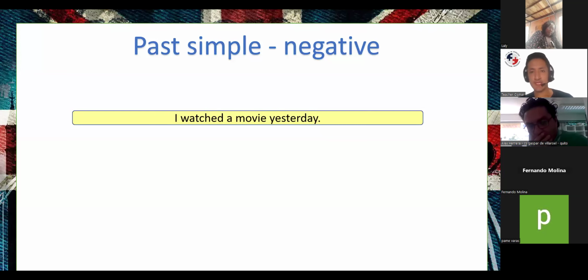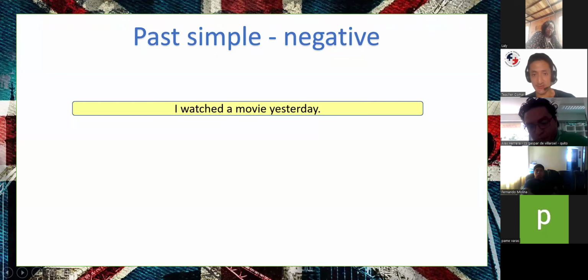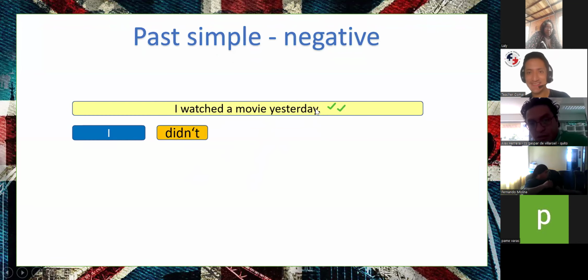Okay, for example, can you read the first sentence? Can you do it, please? Alex, can you read the first example? I watched a movie yesterday. Excellent. This is a positive sentence. I watched a movie yesterday. We are going to transform this positive into negative. So I, I, didn't. Excellent. The auxiliary for negative is didn't.